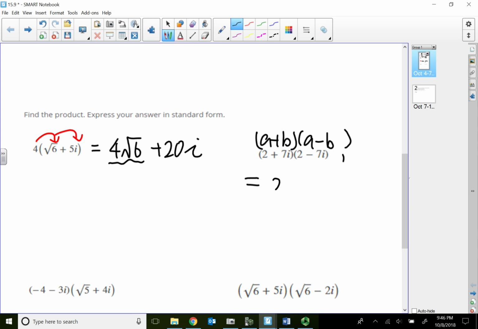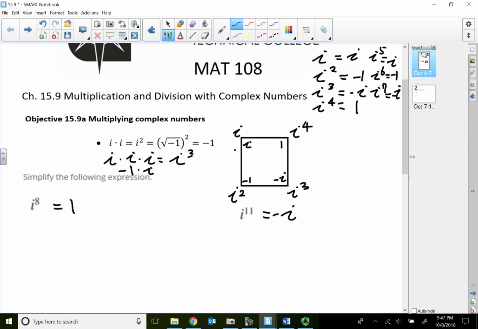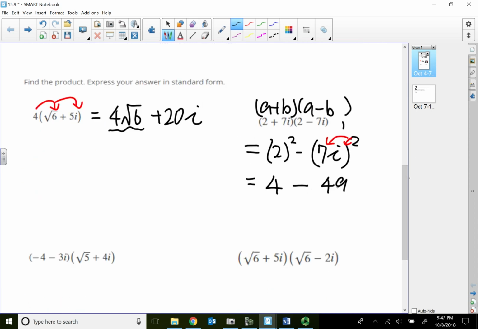So my A is 2, whole thing squared, minus my B, which is 7i, whole thing squared. Be careful, okay? 2 squared is 4 minus, if I do a power rule here, 7 squared is 49. What about the i squared part? You can't just put an i squared here. i squared actually represents negative 1. So if i squared is negative 1 and my 49 is already negative, that will make my negative sign here become positive.